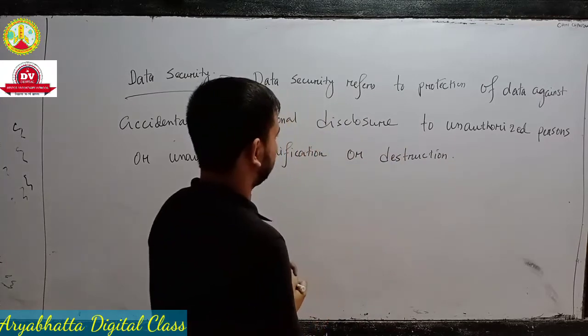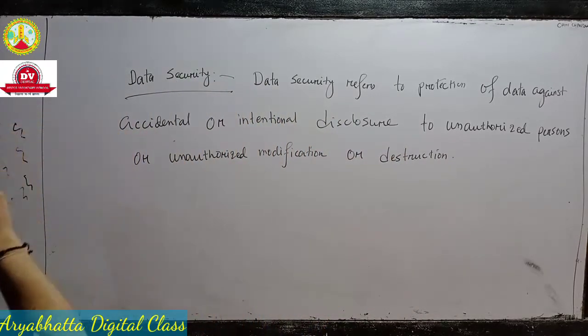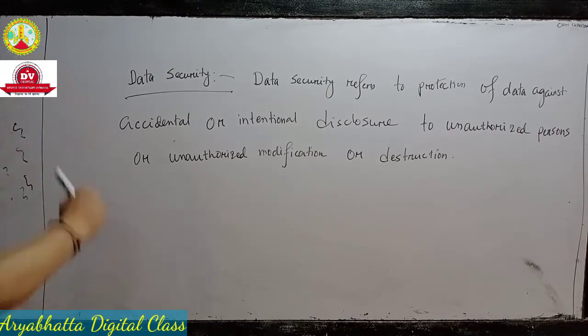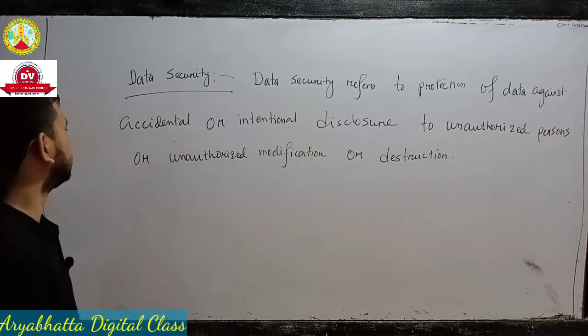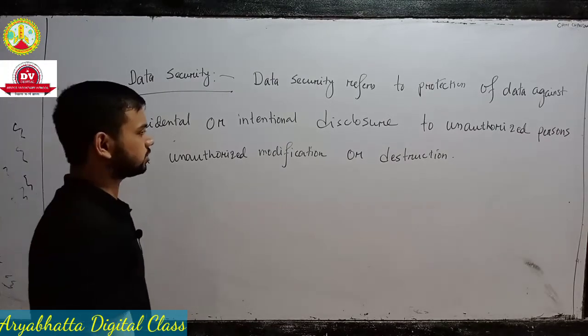You see, what is the definition? Data security refers to protection of data against accidental or intentional disclosure to unauthorized persons.